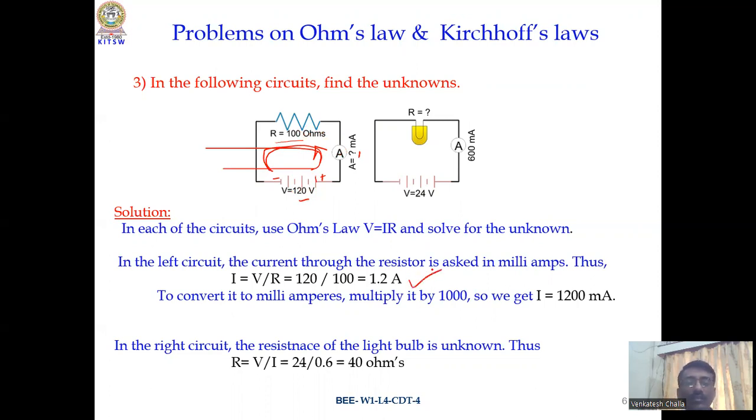That is the current. Now if you want to convert into milliamperes, multiply by 1000. That comes to 1200 milliamperes.